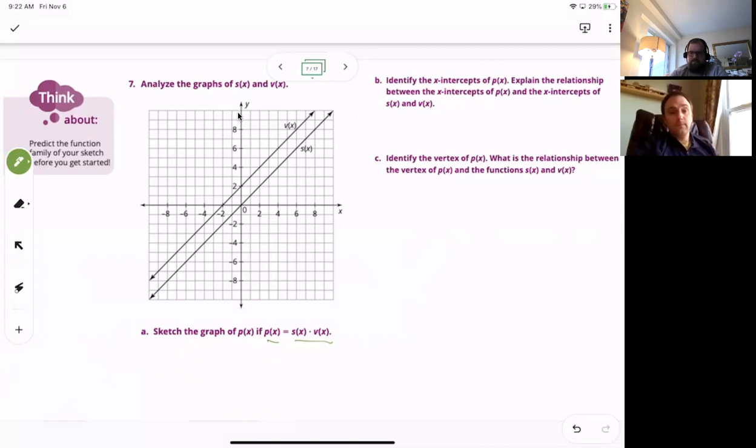True. Oh, and it says predict the function family of your sketch before you get started. So we have two lines. We're multiplying those together. You should be able to tell us whether that's going to be a linear function, a quadratic function, or a cubic function, because those are the only three that we're talking about right now. I'm going to hope they paused and did some work. So I think we can go now.